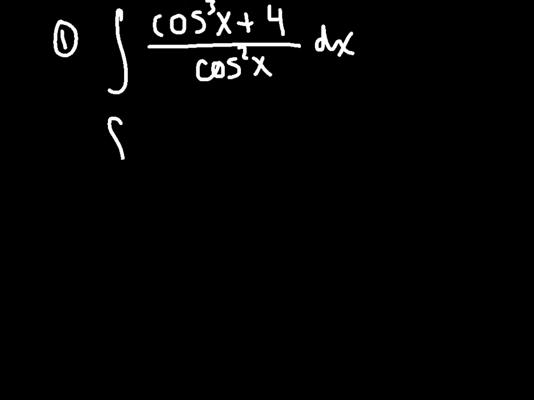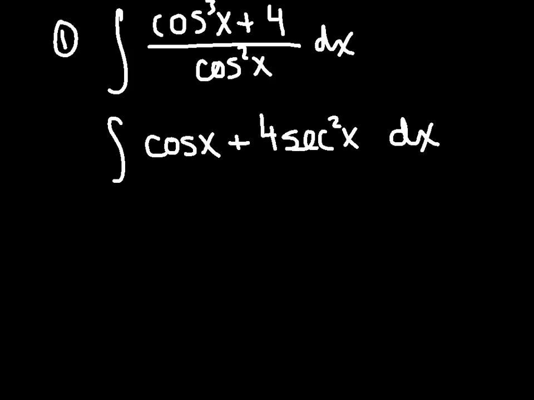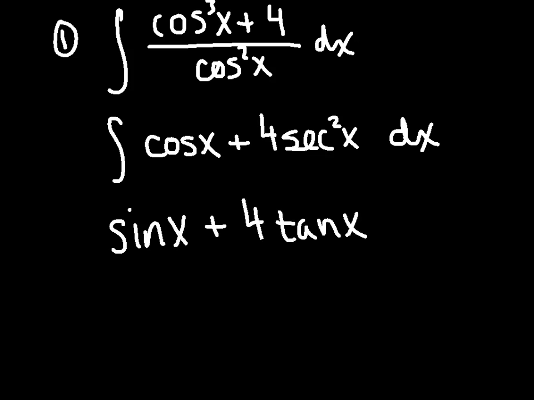The first thing I did on this one was I made like a beaver and I split. I said cosine cubed divided by cosine squared is just cosine, and 4 divided by cosine squared is an interesting one. Instead of leaving it as 4 over cosine squared, I said, you know what, that's really 4 times secant squared. Instead of leaving cosine in the denominator, it's really a secant in the numerator. So now, integrating this term by term, the first term was just sine of x, and then we've got 4 times the tangent of x. We'll throw our plus c on there, and there's a beautiful answer.